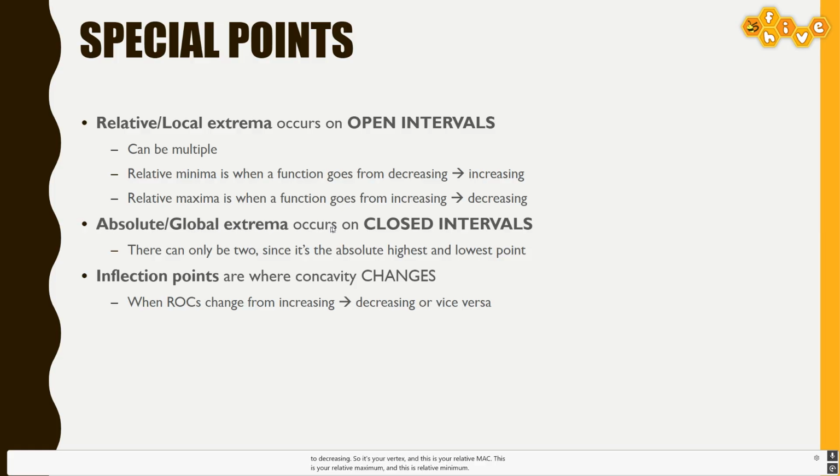And absolute global extrema occurs on closed intervals. There can only be two, since it's the absolute highest and lowest point. And inflection points are where concavity changes, so when it changes from increasing to decreasing or vice versa. So any questions about these special points?